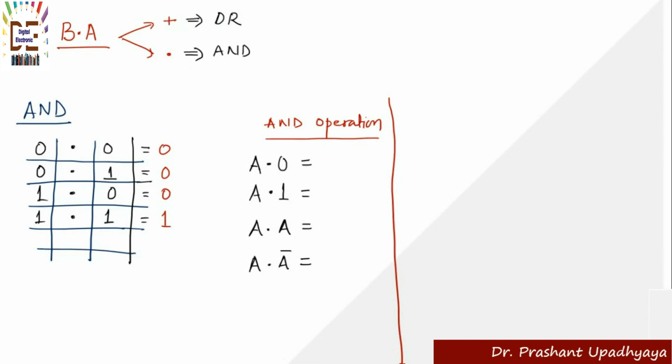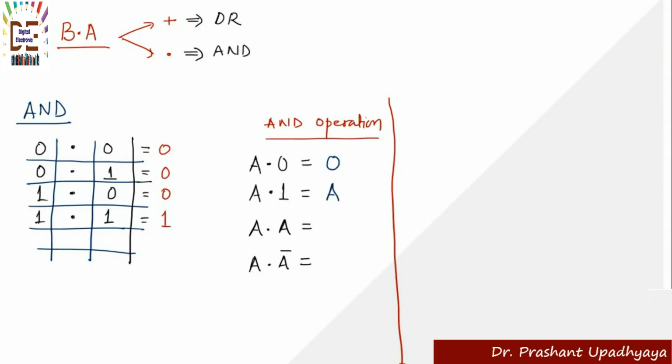First thing, a multiplied by 0. What will be the answer? 0. A multiplied by 1 will be a, because when we have 1 and we multiply it with any variable, we get that variable as the answer. So a multiplied by 1 is going to give you a.